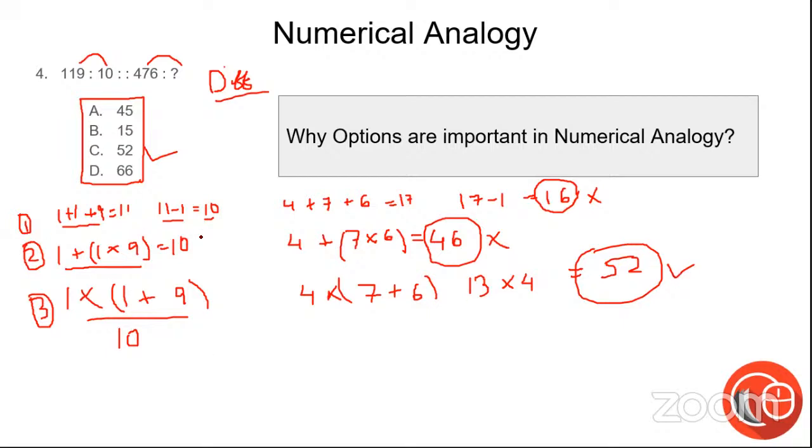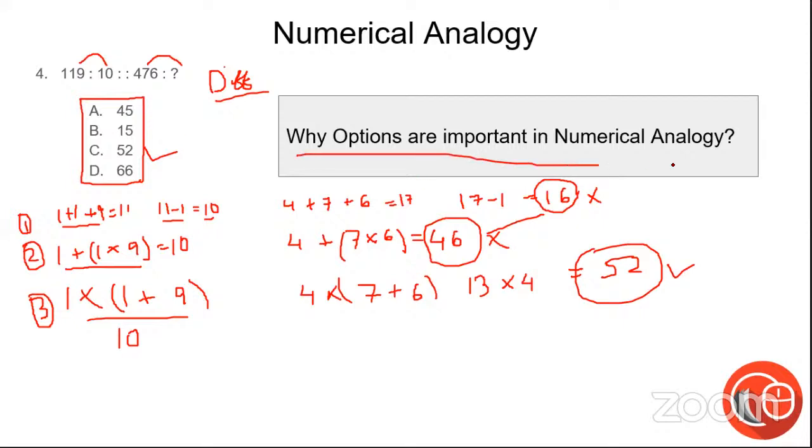So in the exam, the answer is not certain. These two, 16 and 46, could have been the right answer too if they had been in the options, but they are not in the option. So we have eliminated these two. This is the right answer because it is in the option.